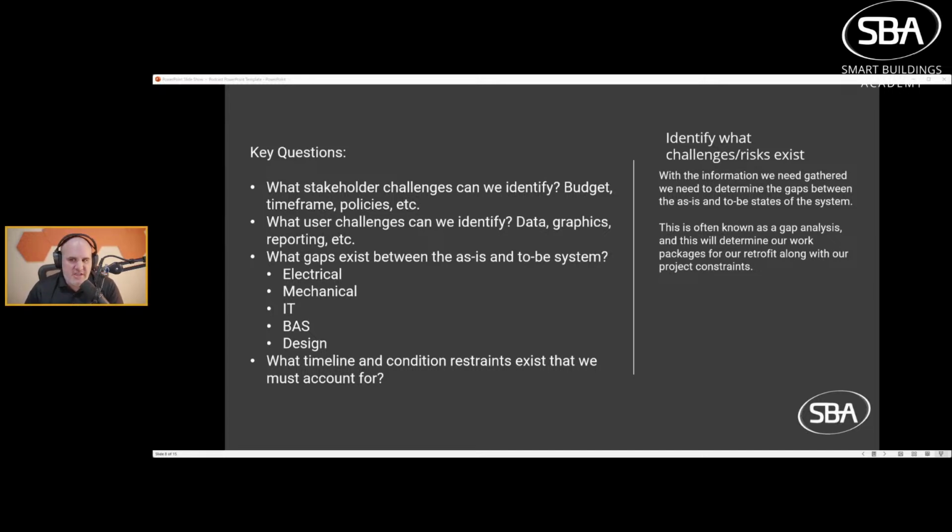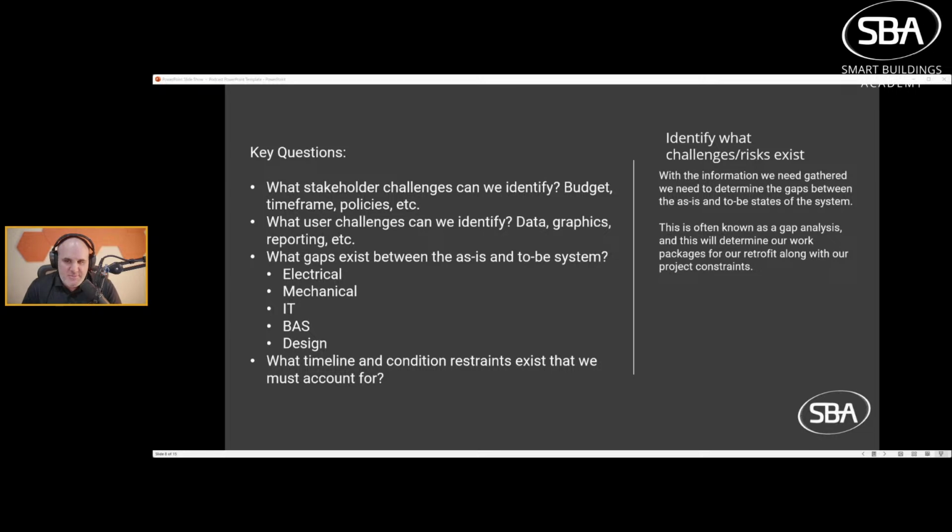What user challenges can we identify? Are they currently challenged by gathering data, by their graphics, by their reporting, by their scheduling? What issues do they currently have that maybe we can address as long as it's in scope with the contract, or potentially a positive change order to grab us some more margin and bandwidth on executing this retrofit?